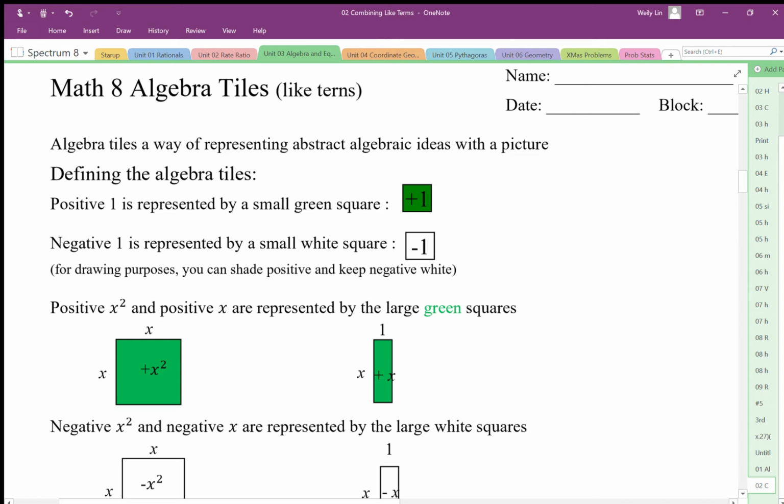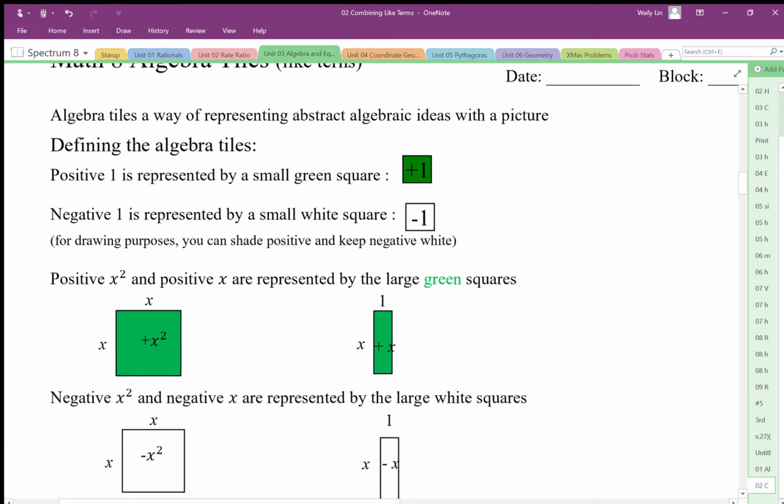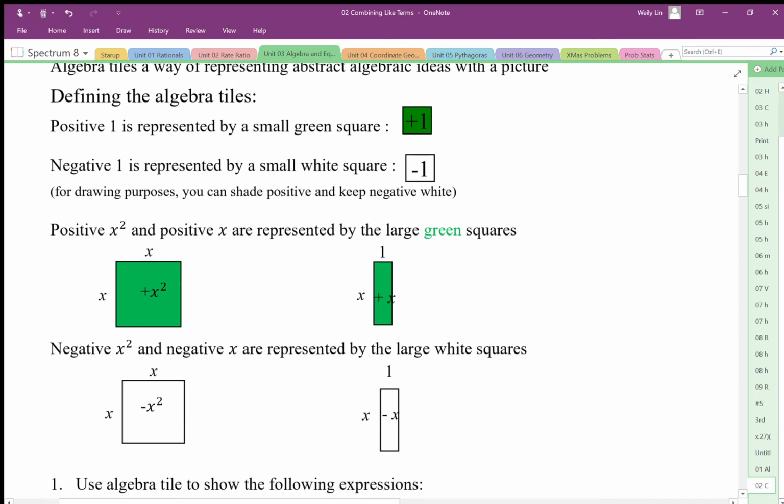Okay, in your textbook it sometimes switches as well, and when we deal with algebra tiles, we just need to define what's going to be your positive, what's going to be your negative. And once you've done that, as long as you keep consistent, it's not a big deal. So our small squares are going to be +1, are going to be ones. Green is going to be positive, white is negative. Our bigger tiles are going to be our x tiles, or variable tiles. So the rectangle is going to be our x tile.